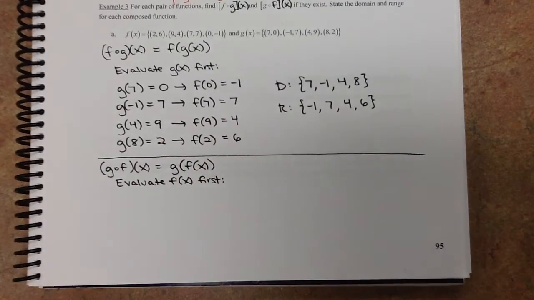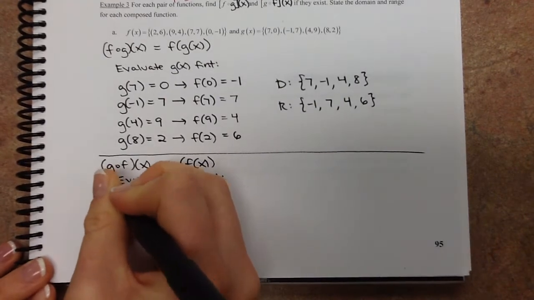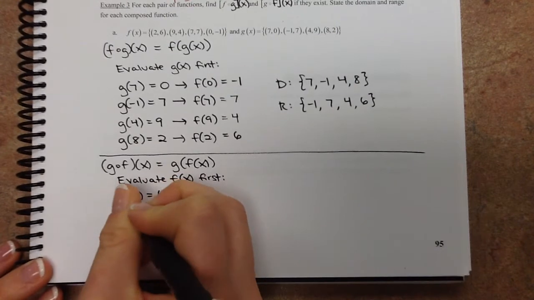Just remember with these, we work from the inside out. So all I'm going to do is copy down these ordered pairs just like I did with g. I know f of 2 gives me 6. That's my first ordered pair. I know f of 9 gives me 4.